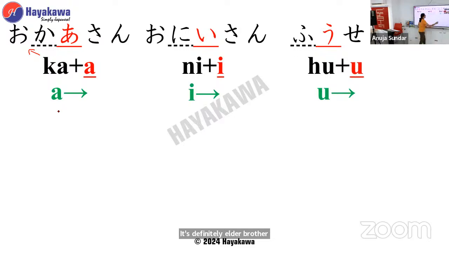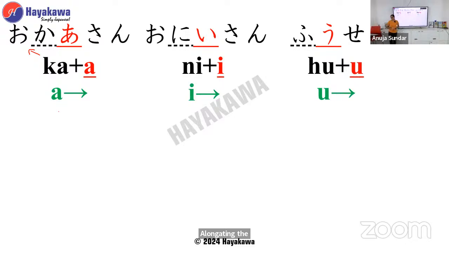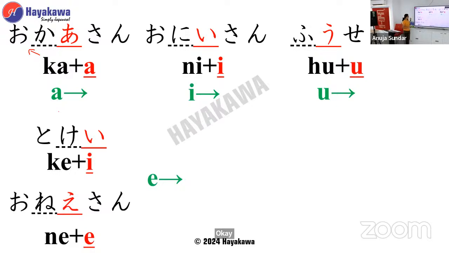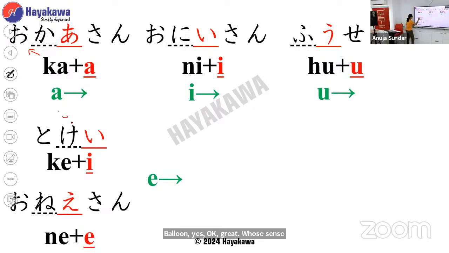Elongating the u. Fuusen. Meaning balloon. Yes. Okay, great. Two examples for elongating an e sound with the i character and an a sound with the a character. The first example, how do we read it? Tokei. Right? Tokei. What is tokei? Yes, a clock or a watch.